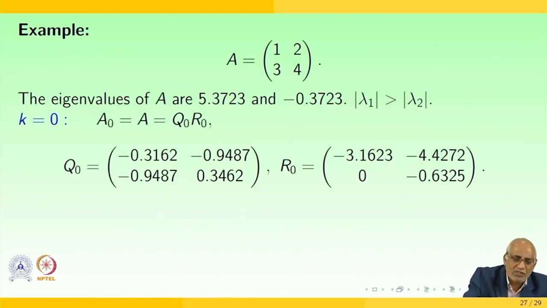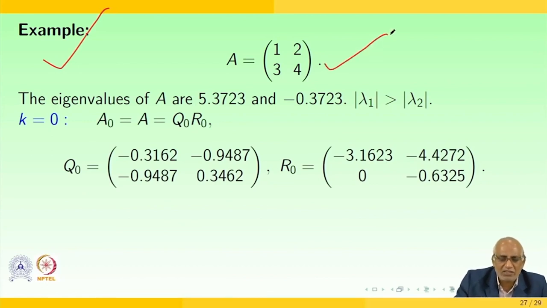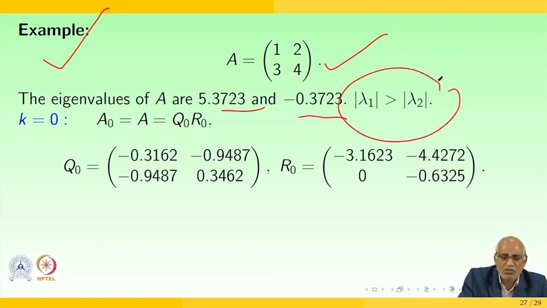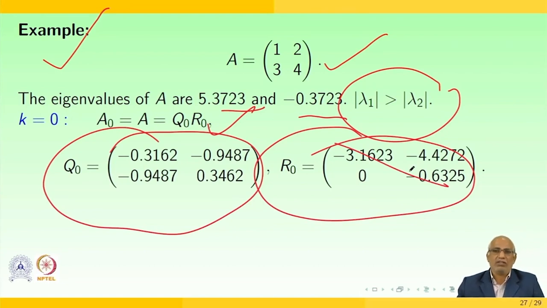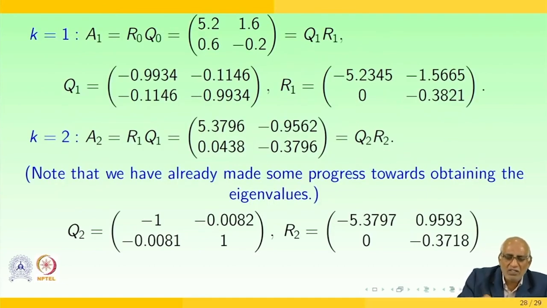We can demonstrate this by using an example. You have a 2 by 2 matrix. The eigenvalues of A are 5.373 and the other one, and lambda 1 is greater than lambda 2. For k equal to 0, you get a matrix Q and a matrix R, where R is in the same form as we spoke of in the previous statement. For k equal to 1, you write A_1 as R_0 Q_0, which is the same as Q_1 R_1. Q_1 is nothing but this, and R_1 is nothing but this. For k equal to 2, A_2 is R_1 Q_1. So this is what you get.